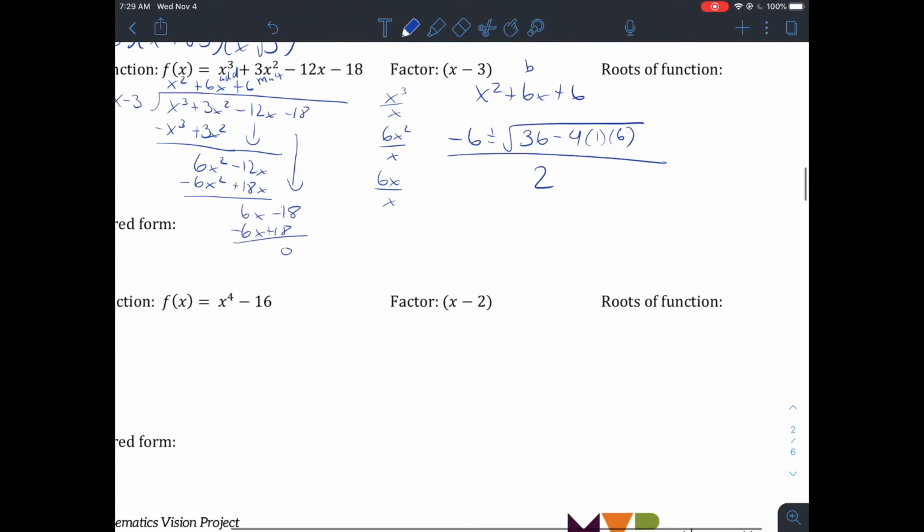So then to simplify this, we're going to have negative 6 plus or minus the square root, and then 36 minus, let's see, 24 is going to give us 12.